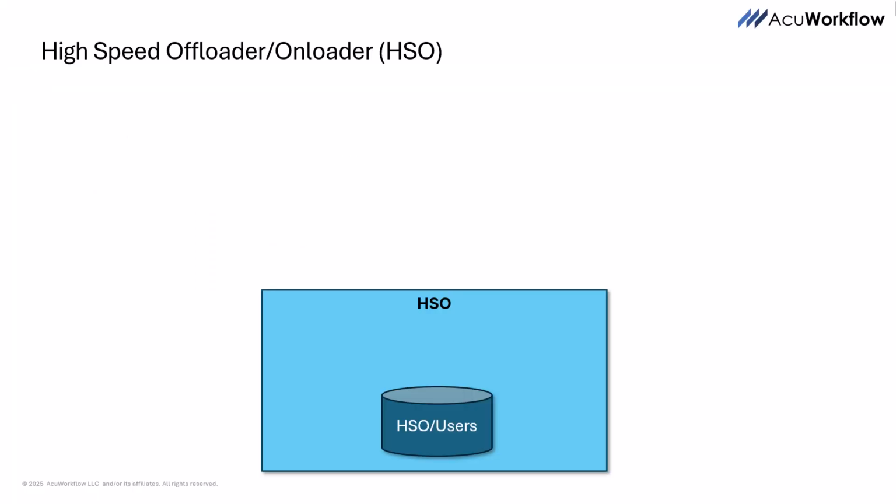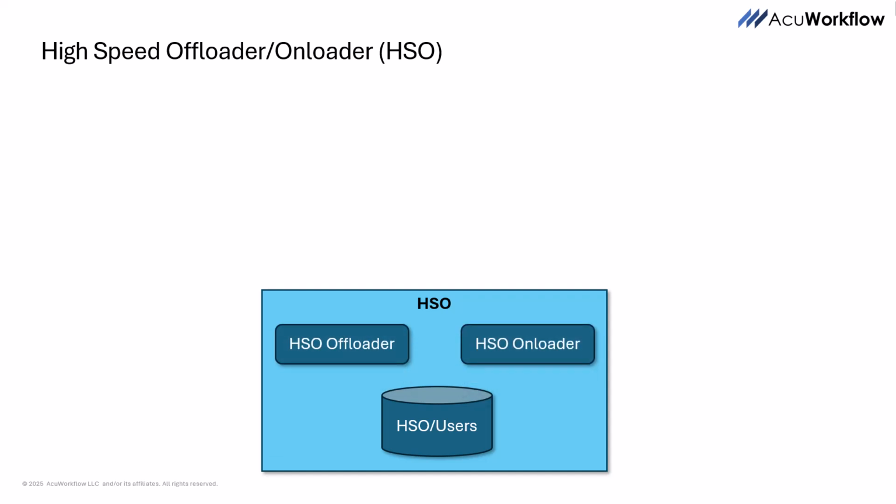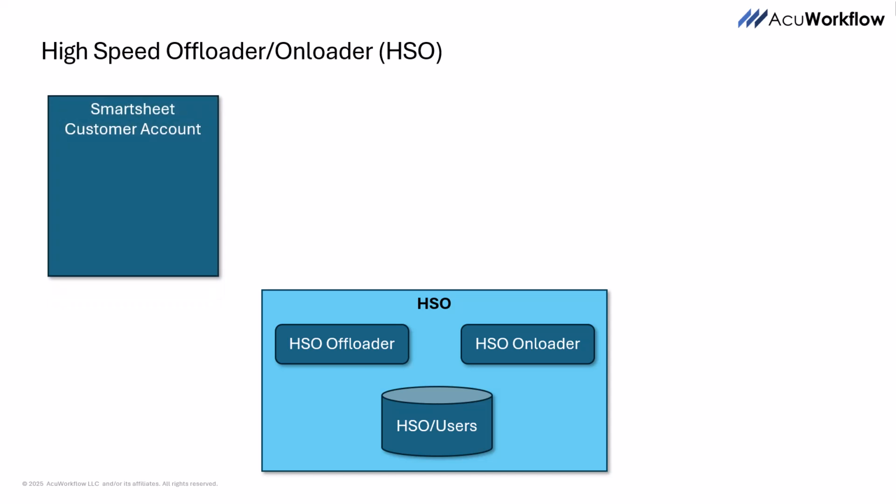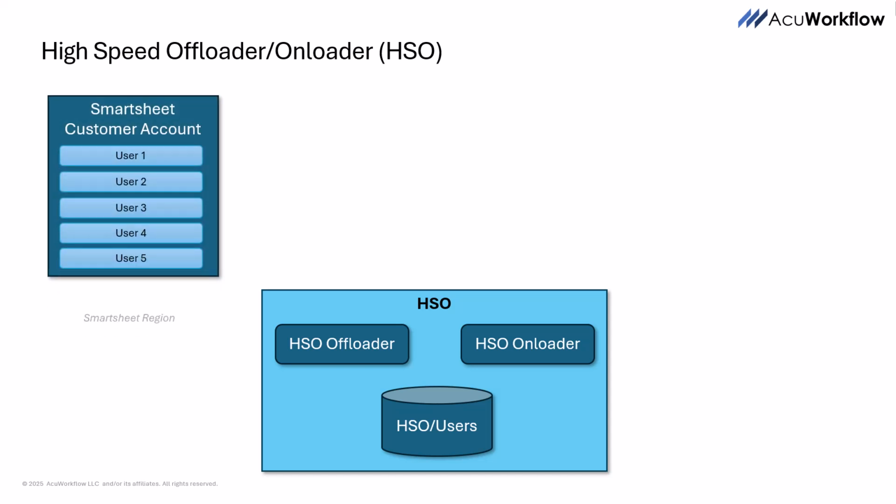HSO, or High-Speed Offloader and Onloader from AcuWorkflow, is a bulk data mover solution for Smartsheet customers. HSO is installed locally on the customer premises and includes two functions, HSO Offloader and HSO Onloader. HSO uses a sysadmin token to obtain a list of all the users in the source Smartsheet account. Then it uses that list to generate a list of all workspaces in the account.